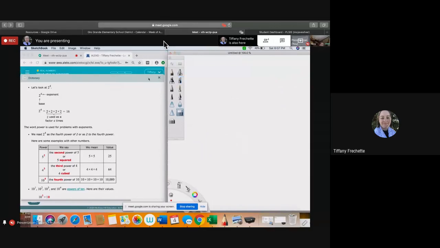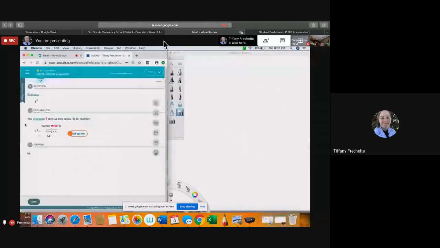So let's get out of the dictionary here. With this one, it's showing you 4 to the 3rd power, and they wrote down 4 3 times, and then they put a multiplication symbol between each one. So 4 times 4 gets you 16. 16 times 4 gets you 64.